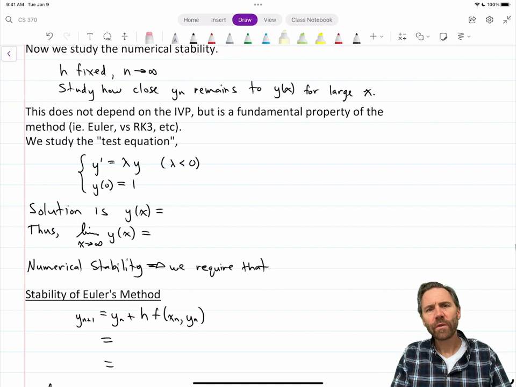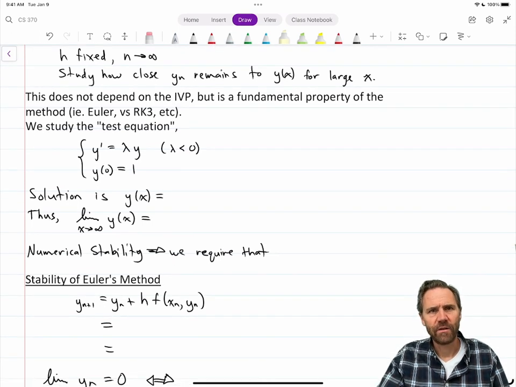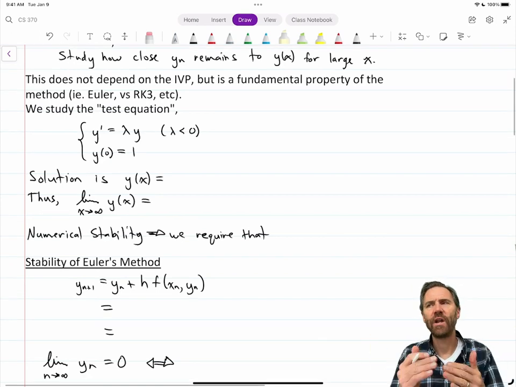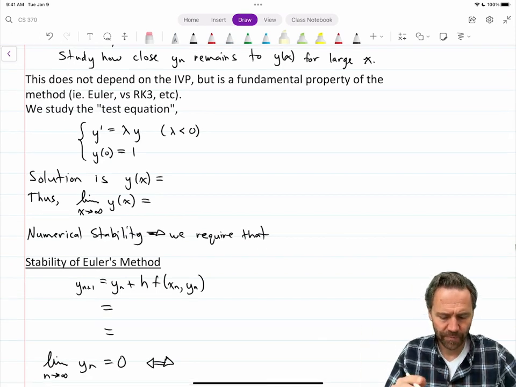So we study the test equation. The test equation is basically just a generic equilibrium, or generic convergence to an equilibrium.